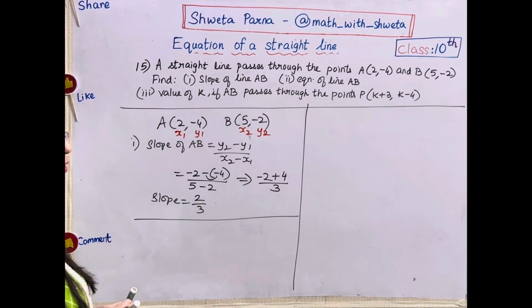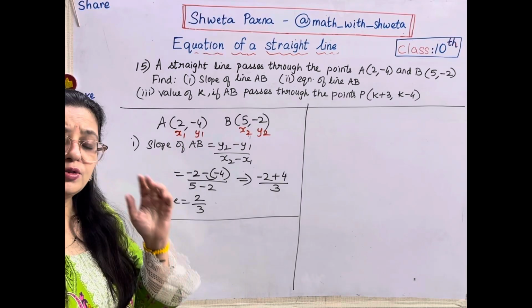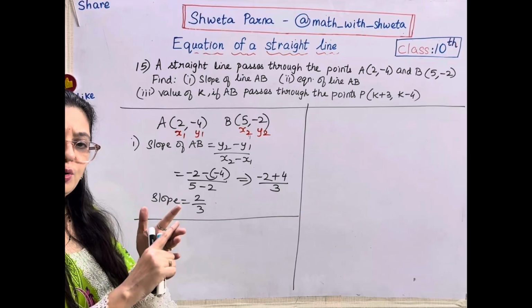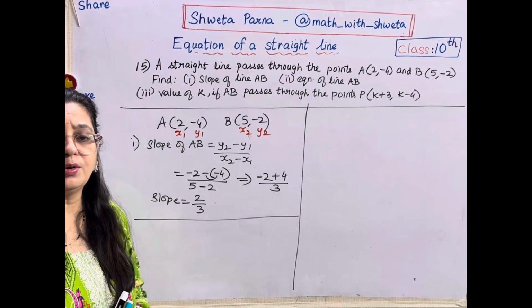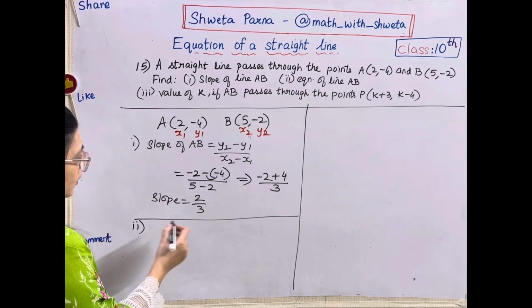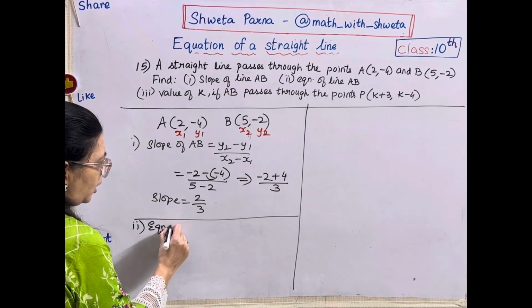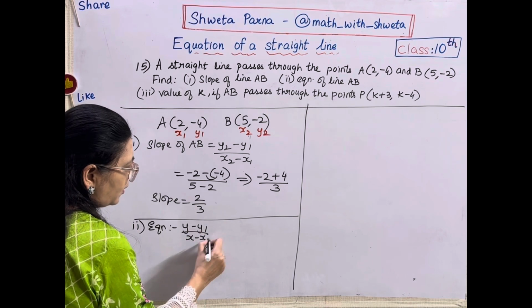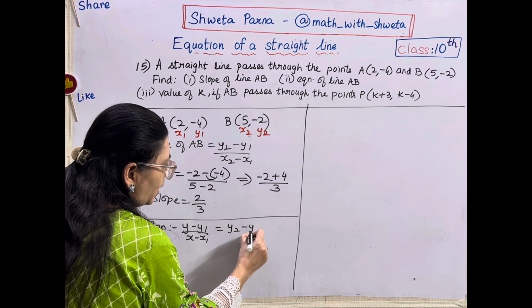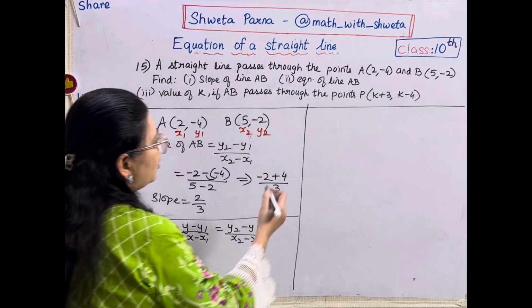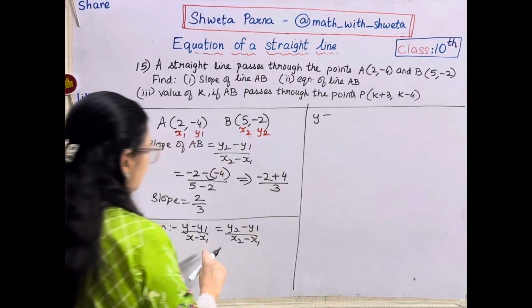Second one, you have to find the equation of line AB. Now 2 points are given to you. So there are 3 options: slope intercept, point slope and 2 point. Since 2 points are given to you, you will use the 2 point form. Okay, come on, let's do it. So what is the formula? How do you write the equation? Equation is written as y minus y1 upon x minus x1 is equal to y2 minus y1 upon x2 minus x1. Correct?